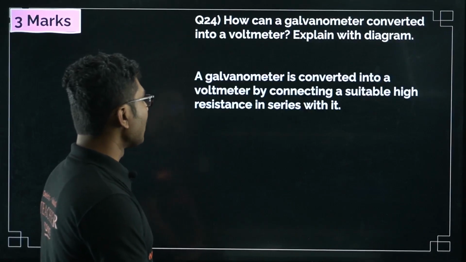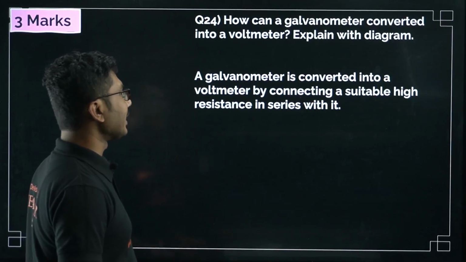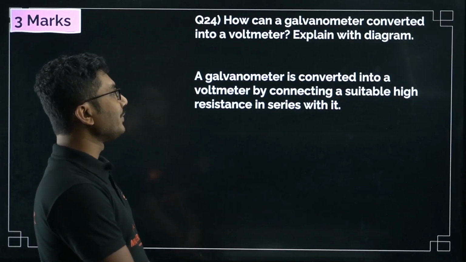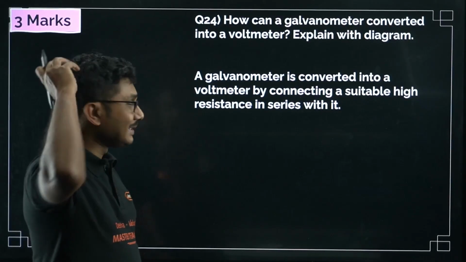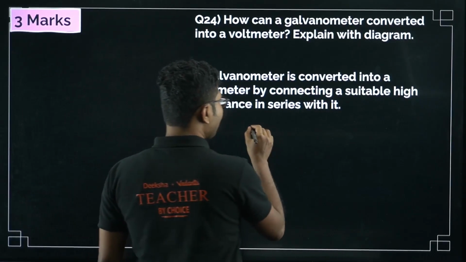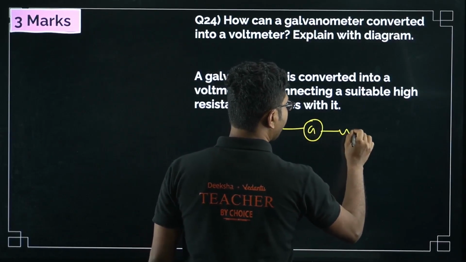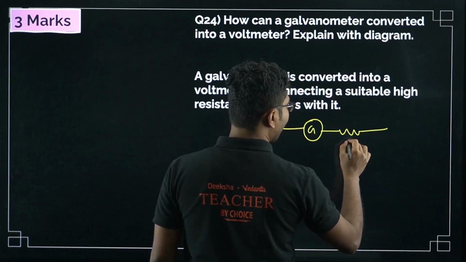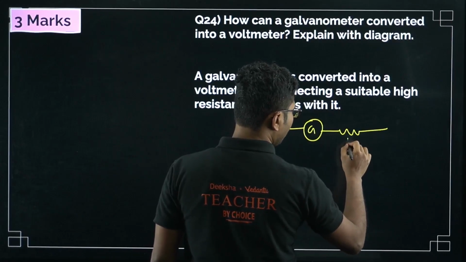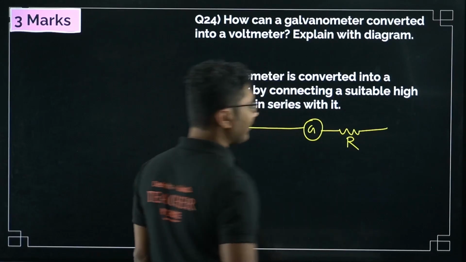Explain with the diagram. So first, a galvanometer can be converted into a voltmeter by connecting a suitable high resistance in series with it. So what is the diagram? We have a galvanometer. We have to connect a high resistance value with it. So this is called very high value.